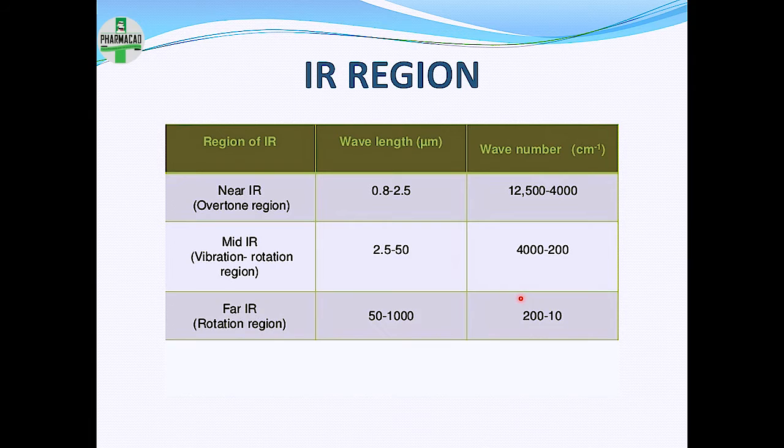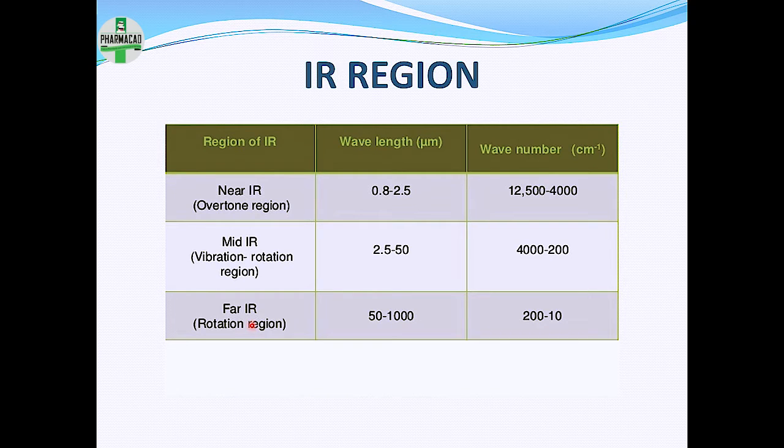And the third region is the far IR region, also called the rotation region, which has a wavelength of 50 to 1000 micrometer and wave numbers ranging from 200 to 10 centimeter inverse. So what is this overtone region, the vibration rotation region, and the rotation region? We will study in detail as we proceed with our presentation.